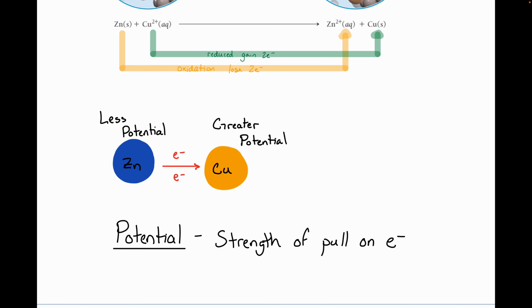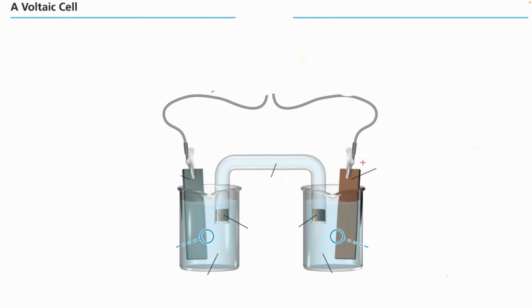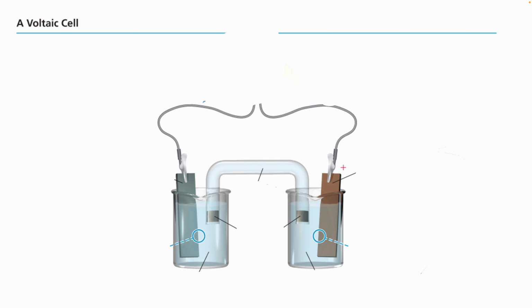So we got this idea of this strength of pull of these electrons, this potential. Copper just has a greater potential than zinc, so it's going to win. It's going to pull the electrons onto itself. Cool. So we're going to pause here and take a look at a battery now. A very, very simple battery, what's called a voltaic cell. We hear this term cell a lot in chemistry. We mean a battery.